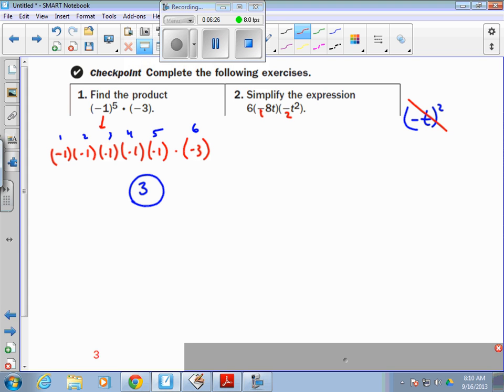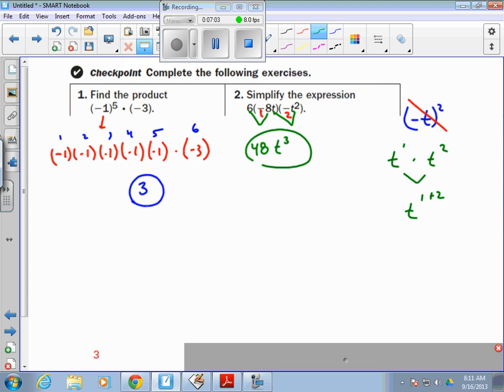There are 1, 2 negative factors, so that's an even amount. It's going to be positive at the end. Multiply 6 times 8, and you get 48. Again, it's going to turn out to be positive. And multiply t times t squared. That's the same thing as t to the 1st times t squared, which gives you t to the 1 plus 2, and we're going to get 48t to the 3rd power.